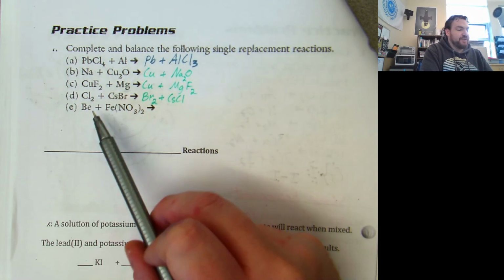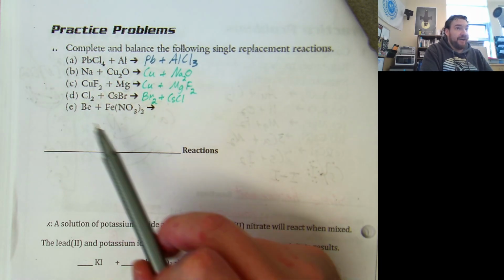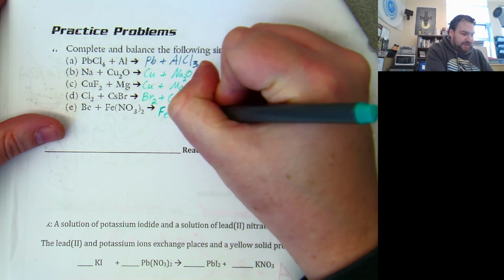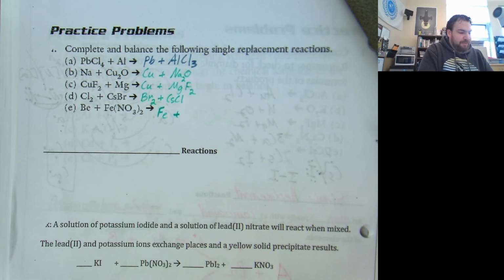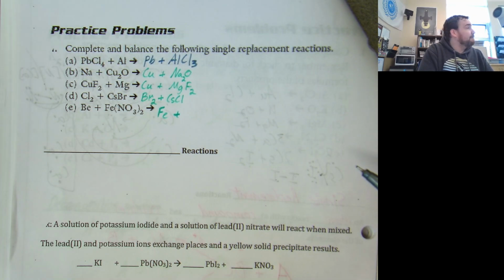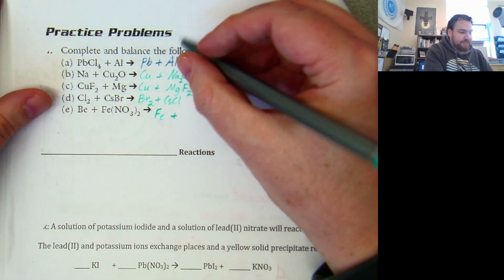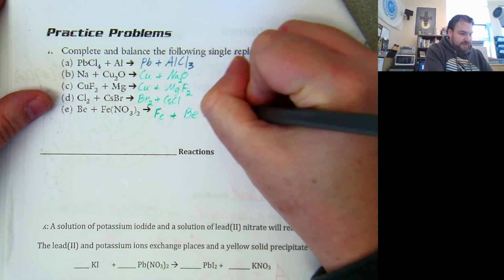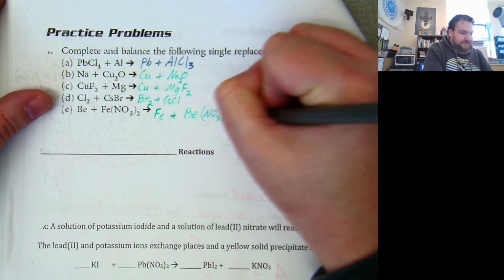And then letter E, the beryllium is going to swap with the iron. So the iron is going to go off on its own, Fe, and now we need to build this thing properly. The charge on NO3 is -1, I believe, and Be has a charge of +2. So to build it properly, what do we need to do? Be, NO3's got to be in brackets, we can put a 2 outside. Very good.